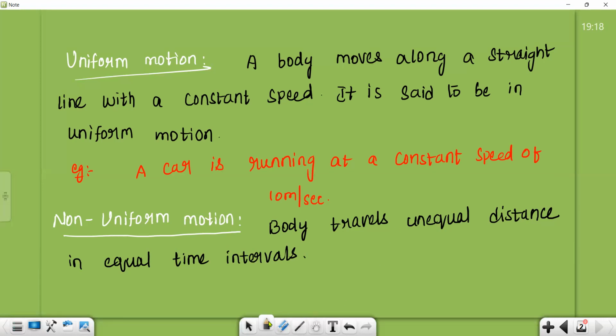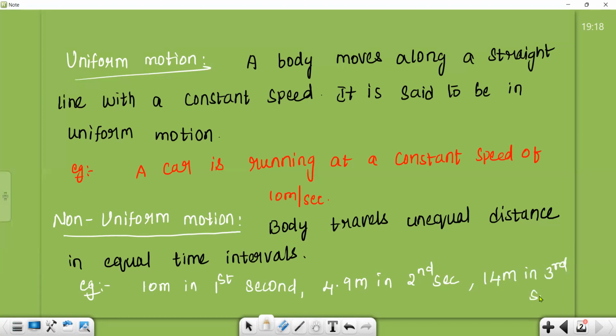Like an example, what we can consider: it traveled 10 meter in the first second, and then 4.9 meter in the second second. So you can write any example. Next, 14 meter in the third second. So this is an example for non-uniform motion.